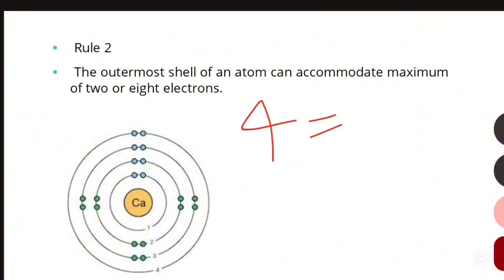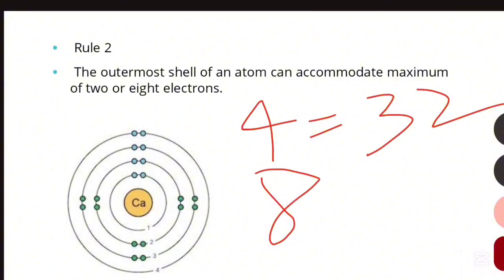The fourth cell has the capacity to accommodate 32 electrons, though it can accommodate only 8 electrons, and the rest is accommodated by the fifth cell. The fifth cell has the capacity to accommodate 50 electrons, but can accommodate only 8 electrons, and the rest is accommodated by the sixth cell. This is what is stated by rule number 2.